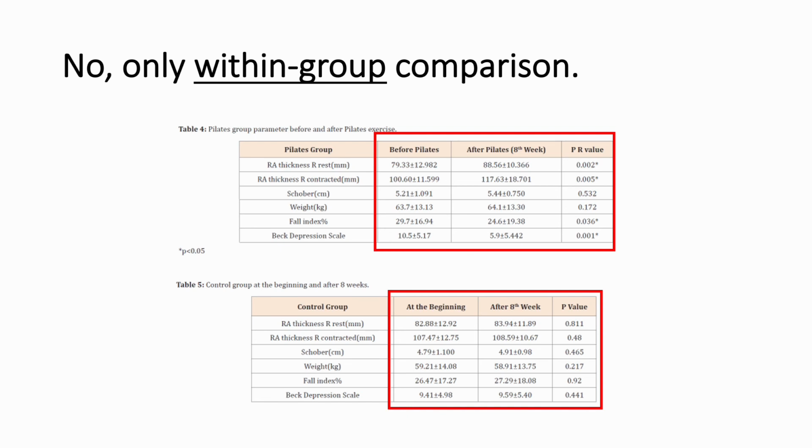So the p-values that they provided, we'll look at the top line for the Pilates group, rectus abdominis thickness. They gave the before value and the after value, and they provided information that says that there was a significant difference between those 2 measurements within that one group. Same thing is true for the rectus abdominis thickness at rest, and the same thing for contracted rectus abdominis thickness. That was statistically significant at the 0.05 level.